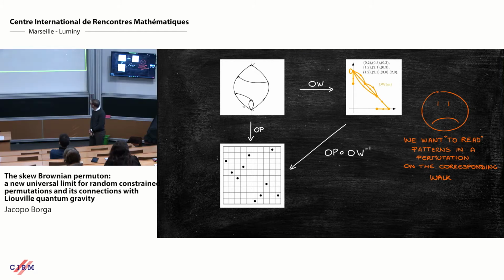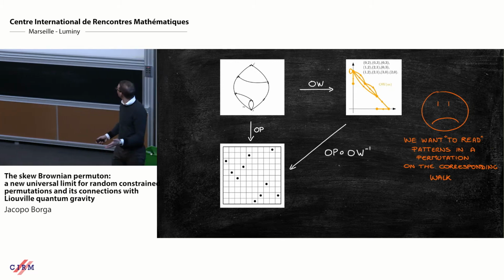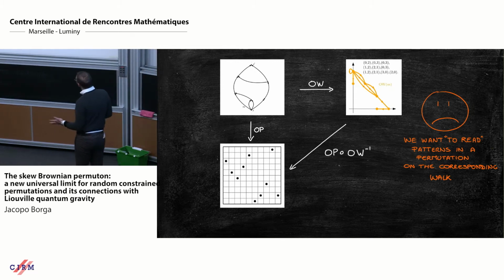So when we realized it, we were at the beginning happy. You said, okay, you compose in the right way these two bijections. You get a bijection from random walks to Baxter permutations. You study the scaling limit of the random walk. Everything is known. You transfer with some nice result, and that's it. Not really. There was a problem.